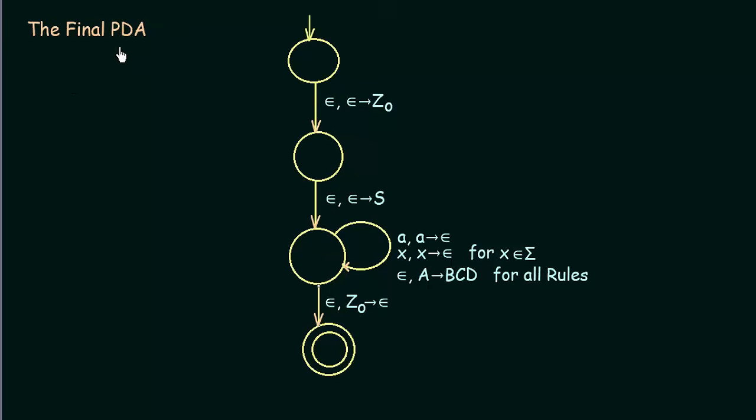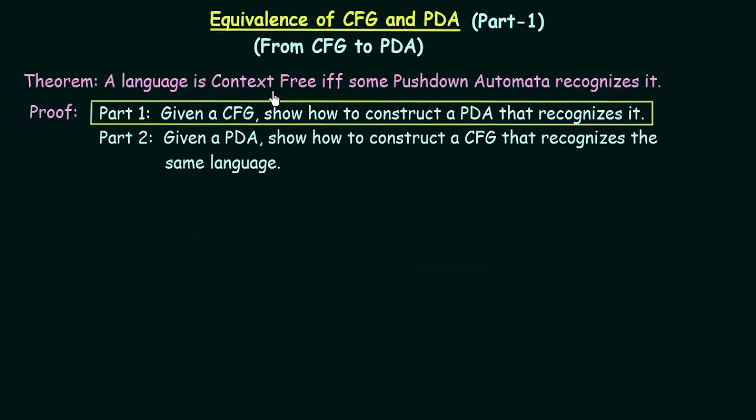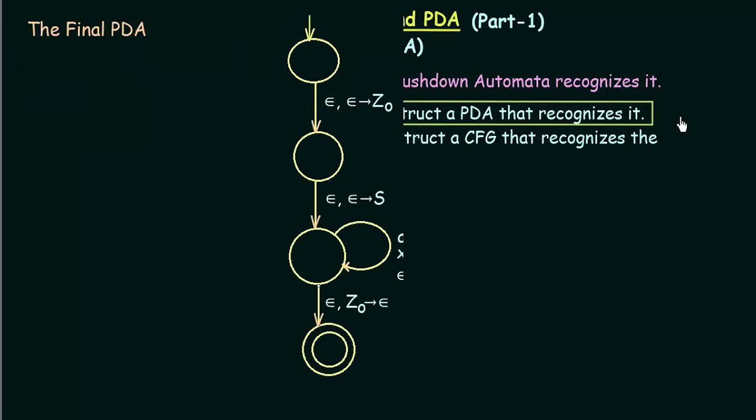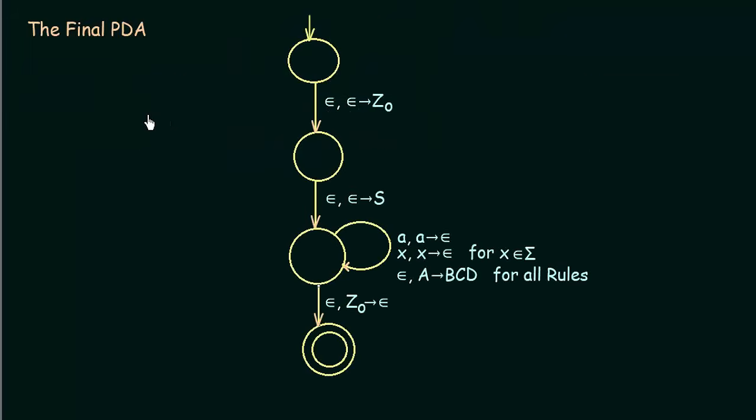So this is how you design the pushdown automata for the context-free grammar, and we see that in a generalized way we were able to design the pushdown automata for the context-free grammar. So hence we were able to prove our theorem, which said that a language is context-free if and only if some pushdown automata recognizes it. So part 1 we were able to do. We were given a CFG and we could construct the pushdown automata that was able to recognize that CFG. So this is how you prove the first part, and from the first part we can say that context-free grammars and PDA are equivalent.